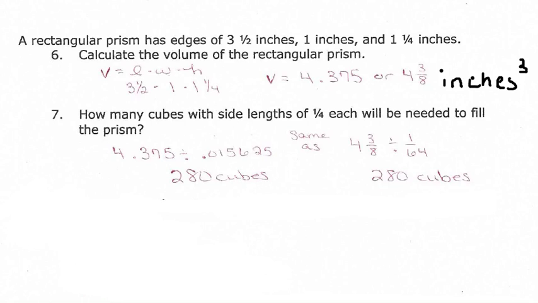Now, question number 7. How many cubes with the side length of 1/4 each will be needed to fill the prism? You take the volume of the larger one, you take the volume of the smaller one, 1/4 times 1/4 times 1/4 is equal to 1/64, or 1/64 is equal to this large decimal here. You divide the two, and you will get 280 cubes. If you use the fraction method here, you would get the same 280 cubes.